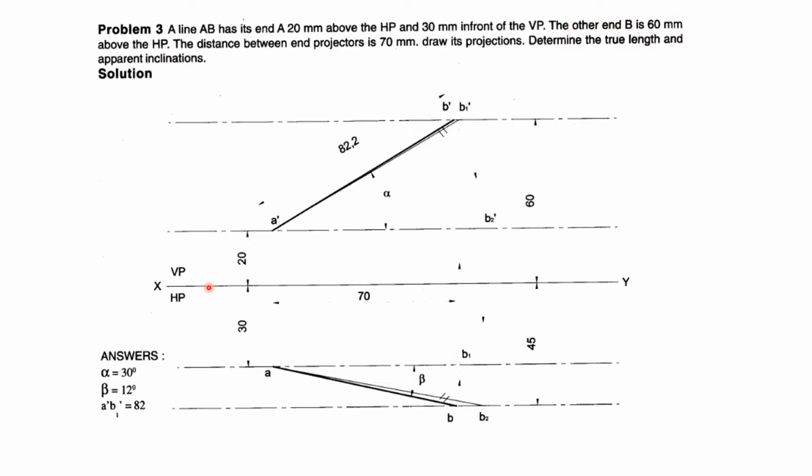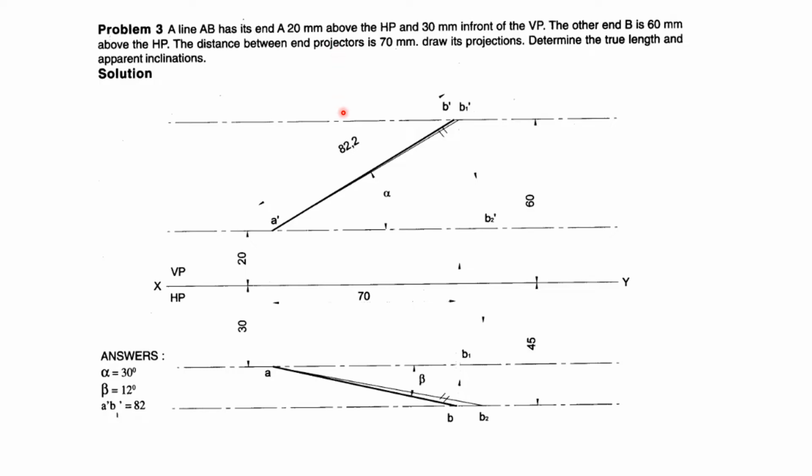That means from here it is 60 mm, you will get a locus line very easily. Okay, that means you got the 1, 2 and 3 locus lines, and you need to find one more locus line, where exactly it falls. And there's one more piece of data which makes a difference with respect to the previous problem: the distance between the end projectors is 70 millimeter.